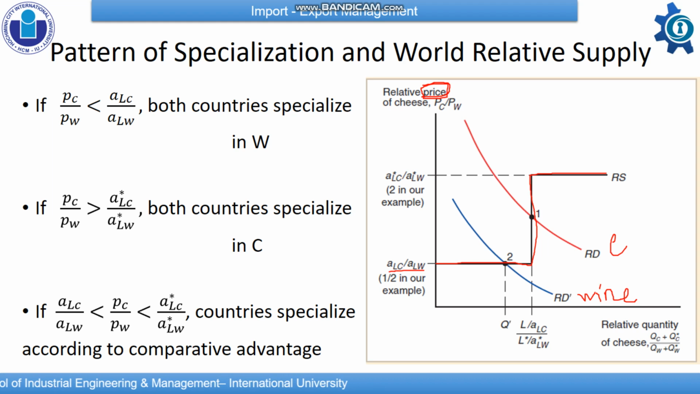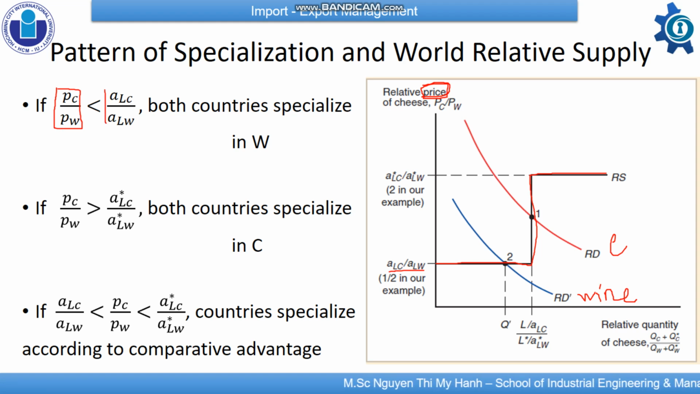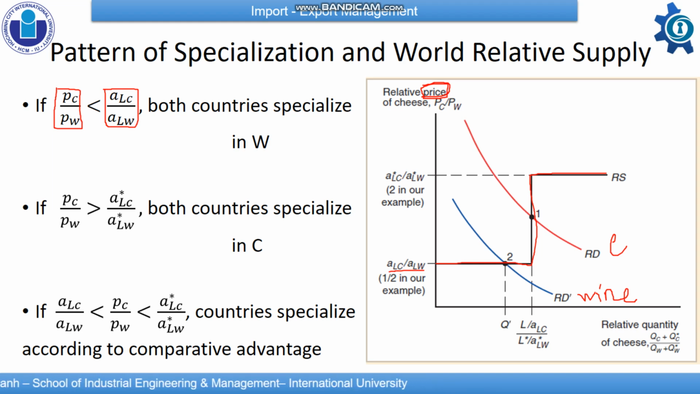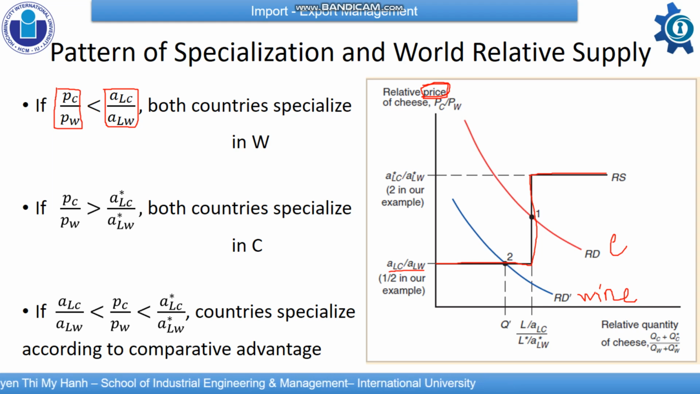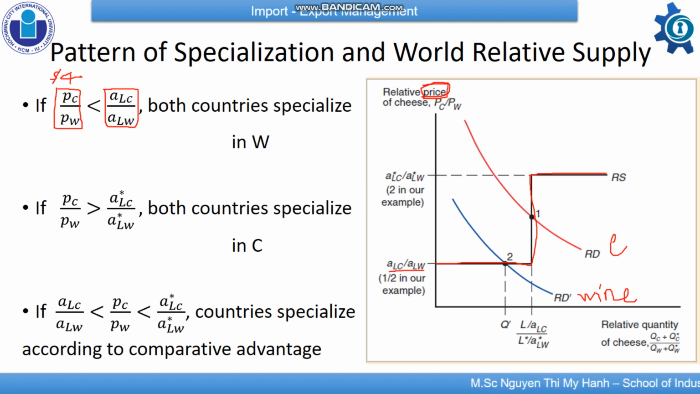Right? So why? We will look at whether the relative price of cheese is less than the relative unit labor requirement of cheese. I will give you an example, the old example, so you can understand more why there is no supply of cheese here. In the last example, the price we sell 1 pound of cheese at is $4, and we sell 1 gallon of wine at $7.